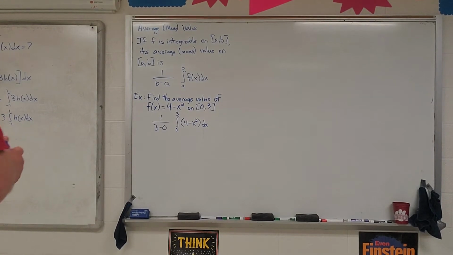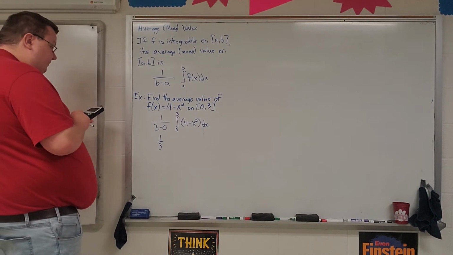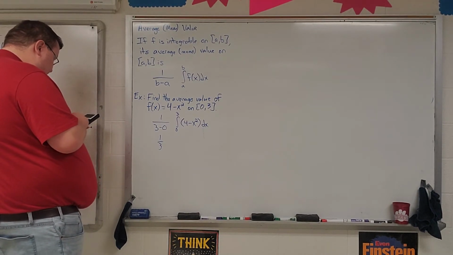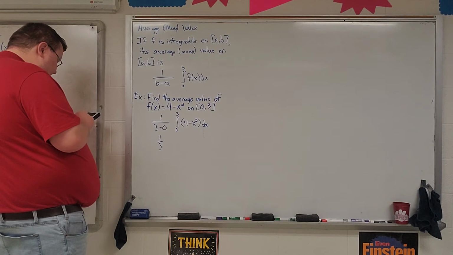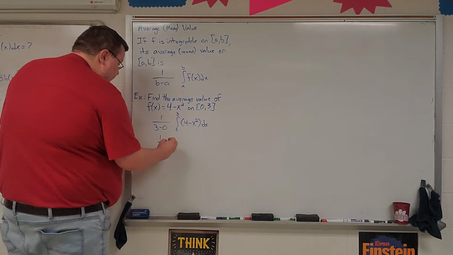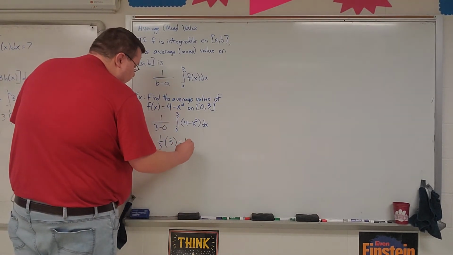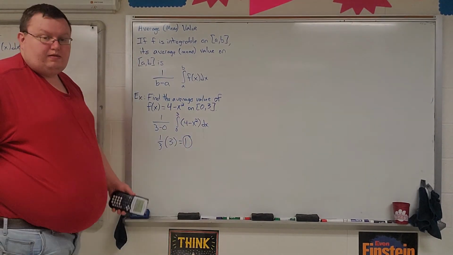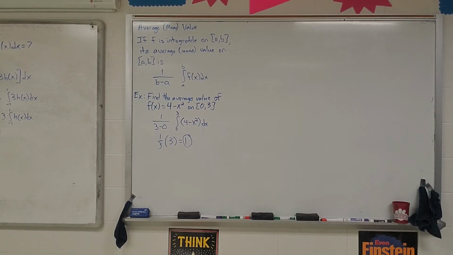Okay. So that's 1/3 times this. That'll give me, use alpha window number 4, 0 to 3 of 4 minus x squared dx. You get 3. So 1/3 times 3 is 1. So the average value of 4 minus x squared on 0 to 3 is 1.